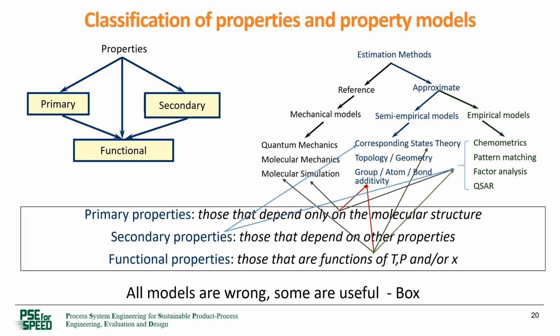But if we want predictive models, we should go for group contribution type of models. If it is empirical, it is not usually predictive. If it is quantum mechanics, it can be quite difficult and needs to be validated. So the easiest is group contribution. I didn't put the equations of state in the middle, or corresponding states theory.